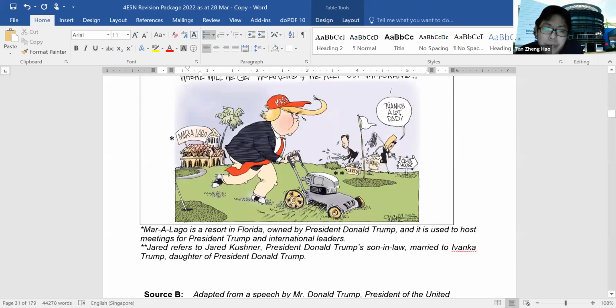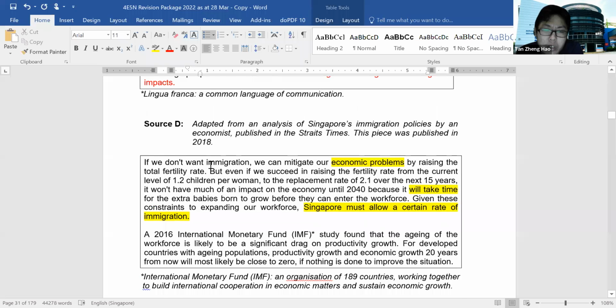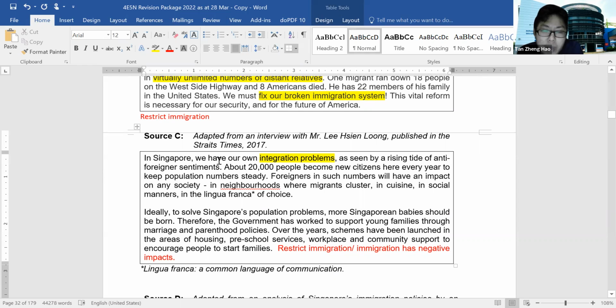Okay, so let's say, since this source is about Singapore, right? Just now we saw source C was about Singapore. Does source C tell me anything about immigration being a problem or immigration being beneficial to the country? Okay, so here we just now explored, right? We remember we had notes. We mentioned that immigration has some negative problems because some people may impact our cuisine, our manners, our lingua franca.